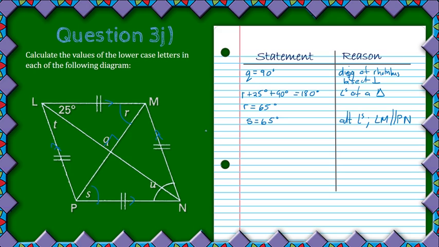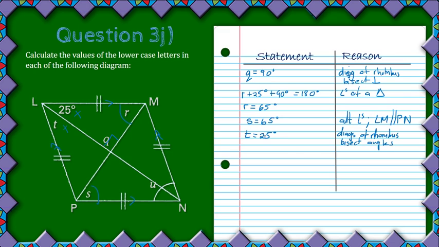Okay, and then furthermore, now we need to find T and U. So what else do we know about a rhombus? We know that a rhombus bisects its angle. So that means that this angle will be equal to this angle. So that means that T is equal to 25 degrees. And my reason for that is the diagonals of a rhombus bisect angles.